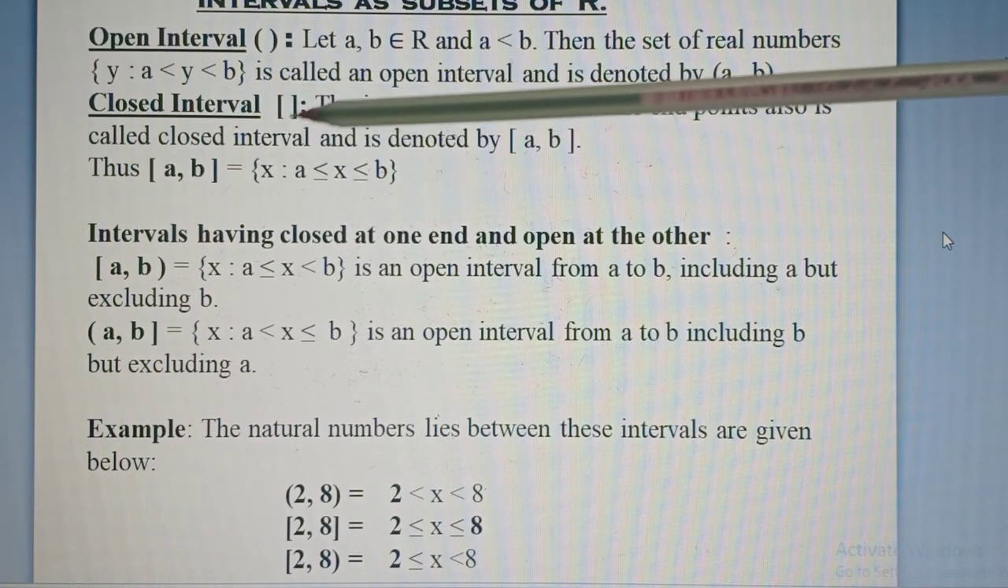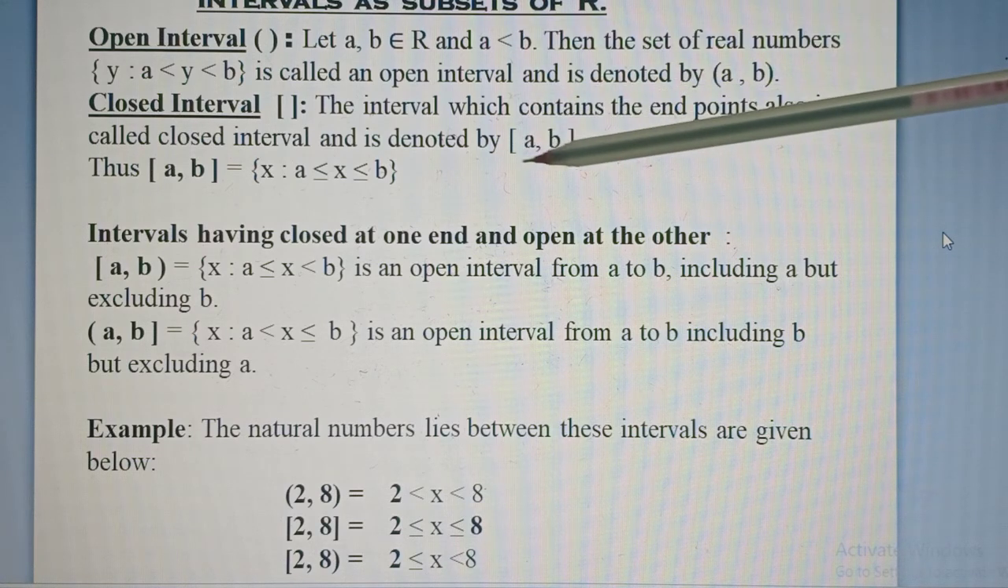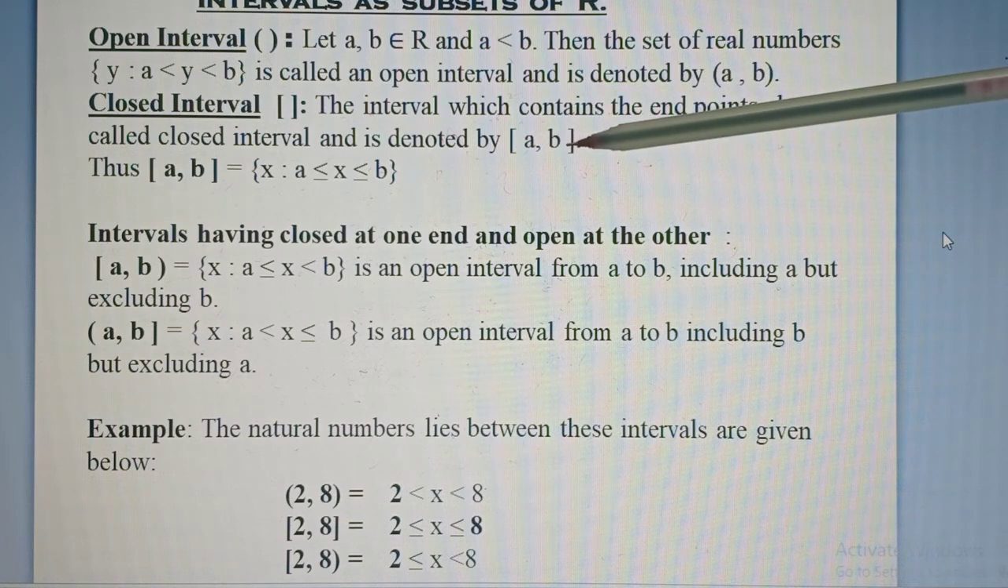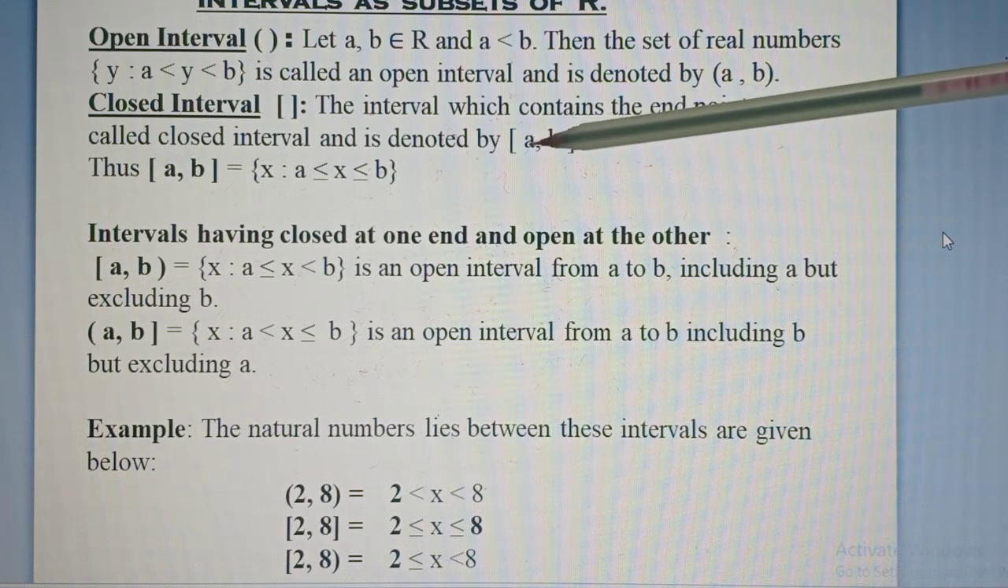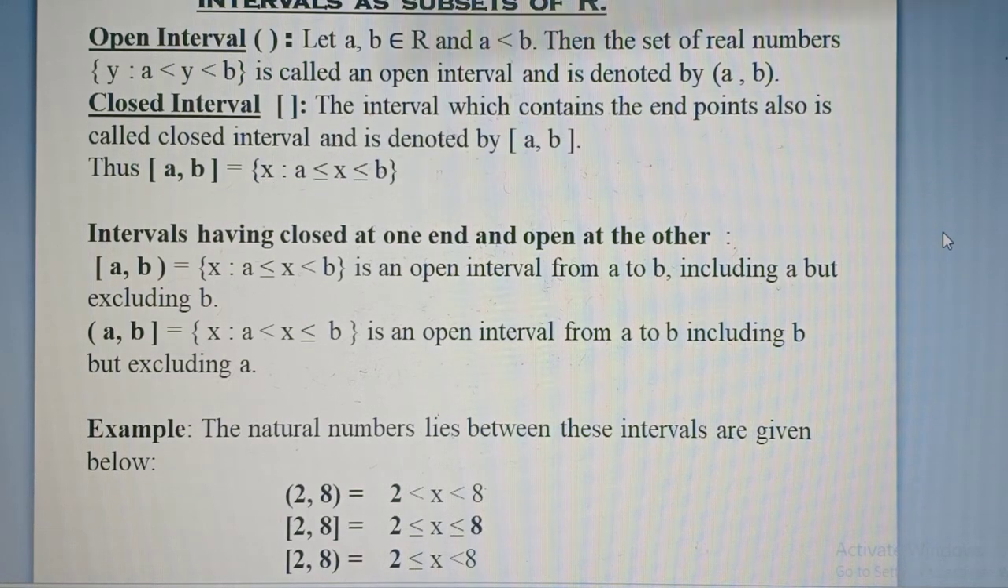Closed interval means including a and b. If this square bracket is used, it is a closed interval. The interval which contains the endpoints also is called a closed interval and is denoted by [a, b]. It means all the elements from a up to b, with a and b included, lie in the interval. Symbolically you can write x such that a less than or equal to x less than or equal to b. So students, what are the different intervals?